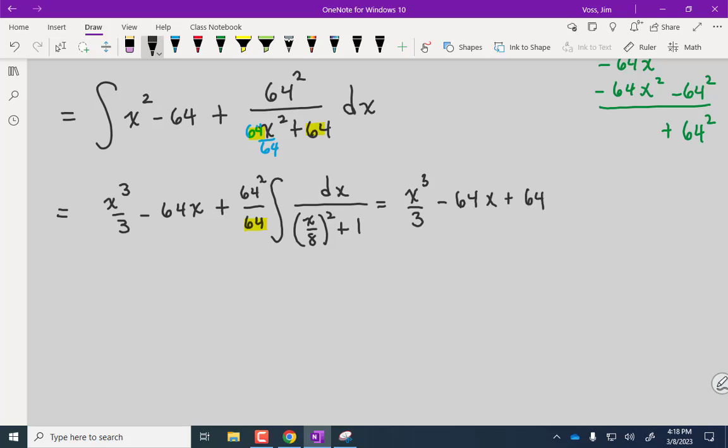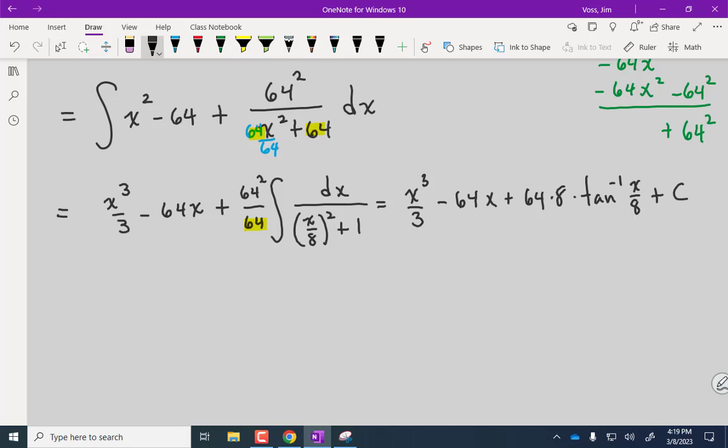Never even had to deal with it. And now leave a blank for reverse chain rule, because we see that it's not just x squared plus 1 in the denominator, it's (x over 8) squared plus 1. So we know there's going to be a reverse chain rule. So it's going to be an arctangent of x divided by 8. Dividing by 1/8 means multiplying by 8.